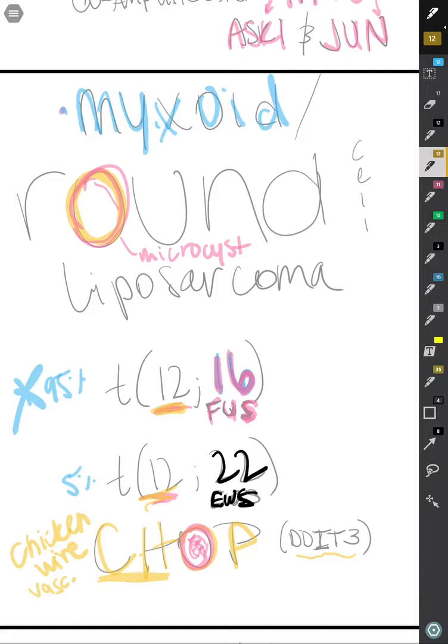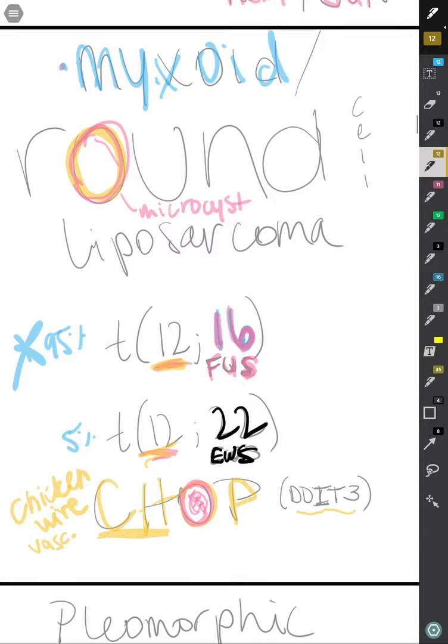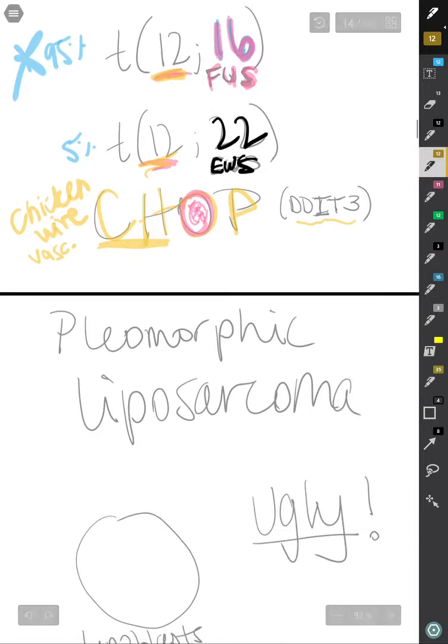Let me just quickly look over here, make sure nothing else to mention for that. Okay, so I think that's it for the myxoid round cell liposarcoma. If I think of it anymore, then I'll come back.